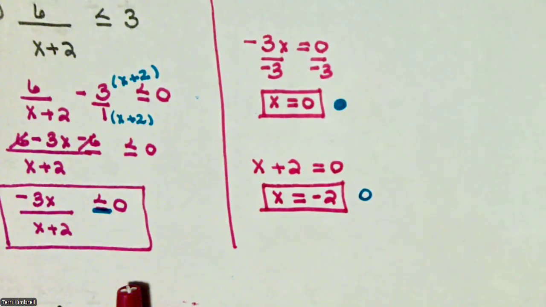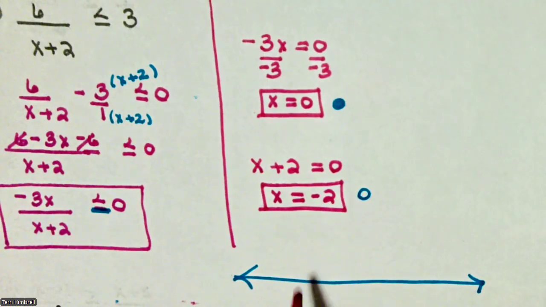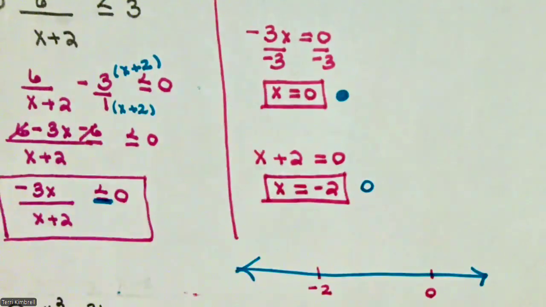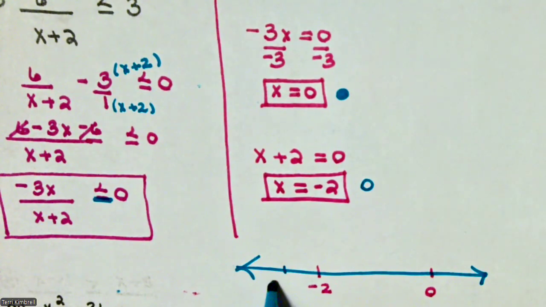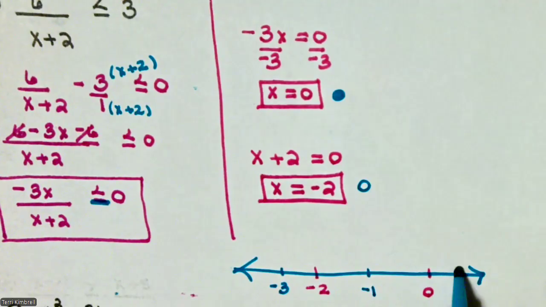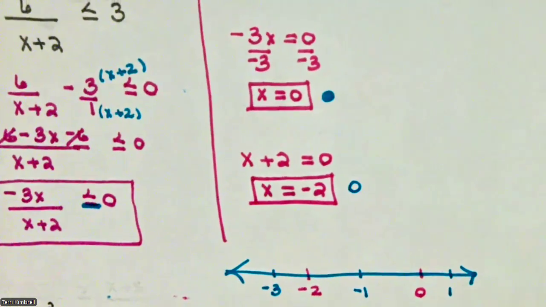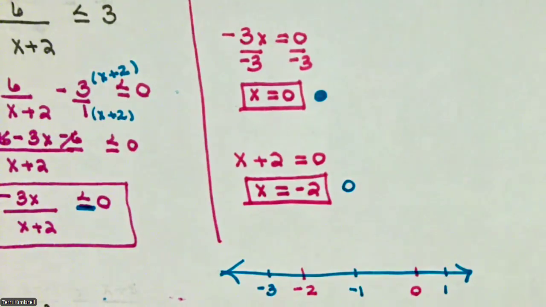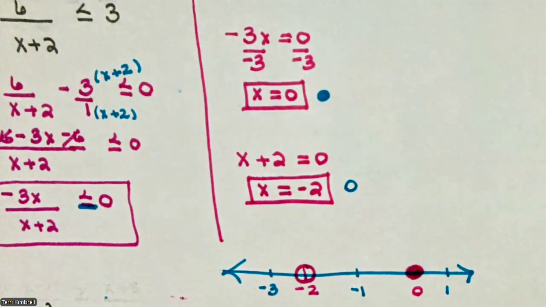Okay, now we're ready to draw the number line. -2 would be on the left, and then we would have 0. So I'm going to pick a -3, -1, and 1. I'll go ahead and put my circles. So on 0, we have a closed circle. And on -2, we have an open circle.